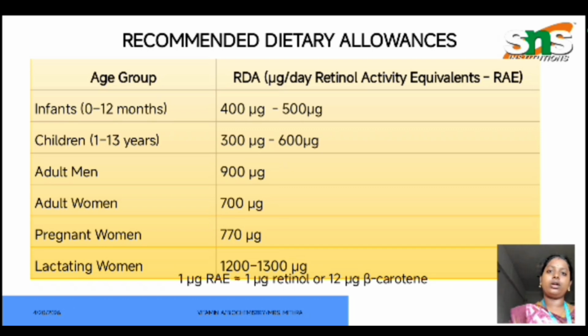Children of 1 to 13 years have to take 300 to 600 mg, and adult men and women around 700 to 900 mg of retinol, in the form of 1 mg from animal source, 12 mg from beta carotene source. Pregnant women must include 770 mg of vitamin A in their diet, and lactating women 1200 to 1300 mg. These are the RDA recommended for vitamin A by the Food and Drug Administration.